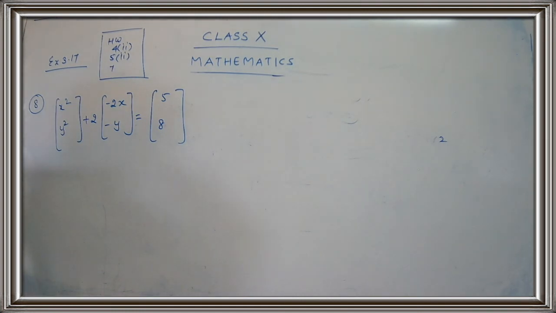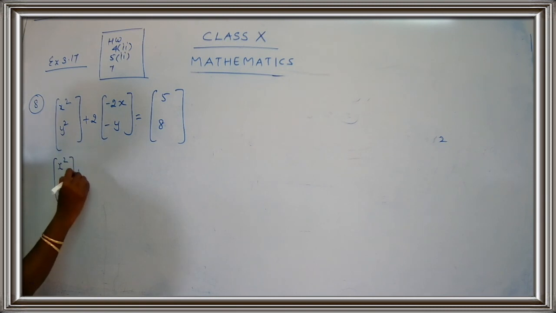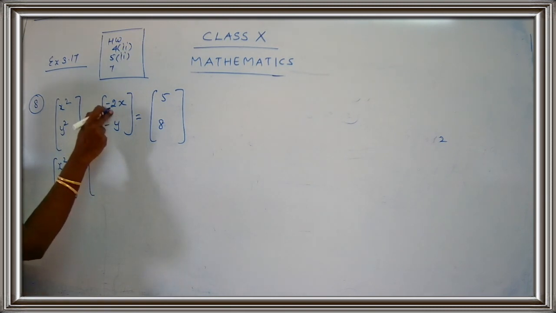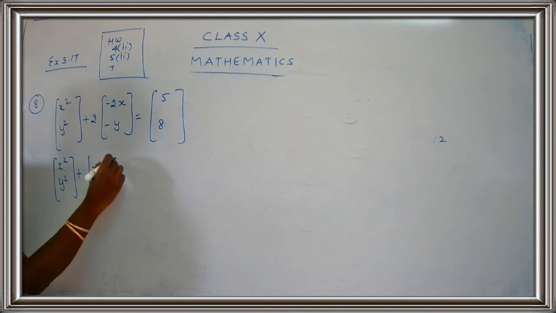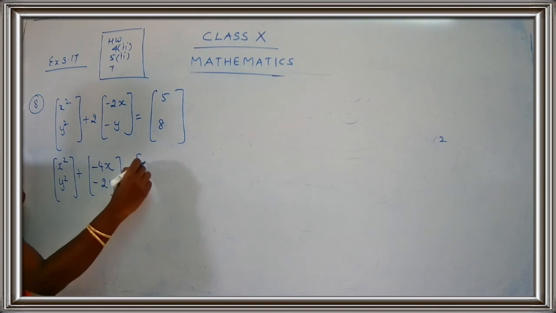Okay, children, shall we start with the answer? First of all, let's do the multiplication here. So the first matrix you can keep as it is, [x², y²], plus 2 into minus 2x is minus 4x, 2 into minus y is minus 2y, is equal to [5, 8].